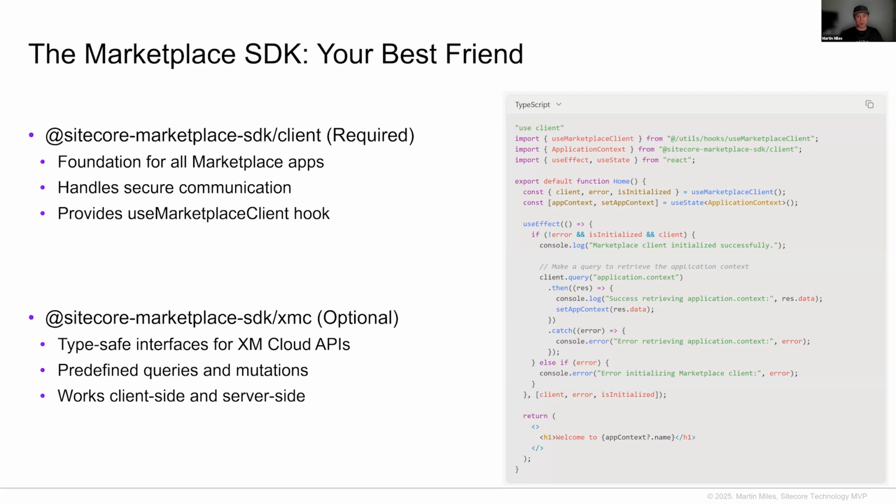The good news, it works on both client side and server side, so that you can use it in your next API routes if you're building a full stack app. SDK capabilities can be summarized in three main areas. First is queries for retrieving data, mutations for changing data, and subscriptions for receiving real-time updates. Basically, all you can do is GraphQL. Plus, you get easy access to context information, which shows you what you need to know about your current application and the environment.